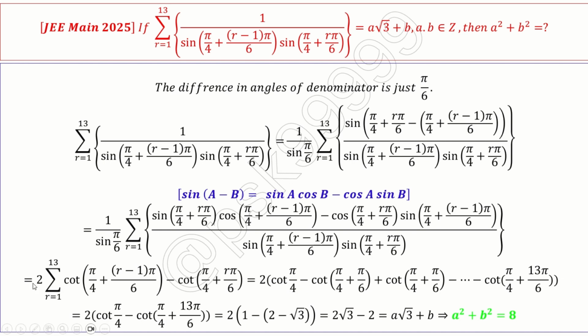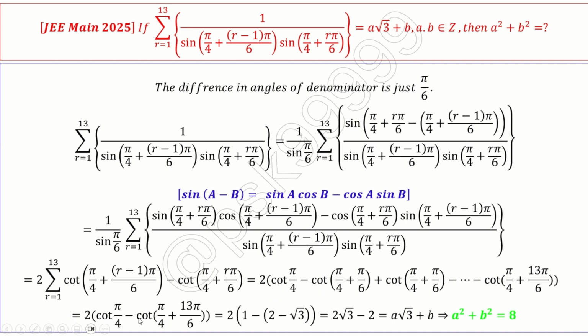Now it is very simple. This is 2 times, because sine pi by 6 is 1 by 2, so 1 by 1/2 is 2. 2 times sigma of cot of (pi by 4 plus (r − 1) pi by 6) minus cot of (pi by 4 plus r pi by 6). Now you expand it, very easy. 2 times cot pi by 4 when r equal to 1, minus cot of (pi by 4 plus pi by 6). When r equal to 2, it is cot of (pi by 4 plus pi by 6) minus something, and it goes on, last term is this one. You know that the second term and third term get cancelled, the fourth and fifth terms get cancelled, and you are left with only the first and last terms.